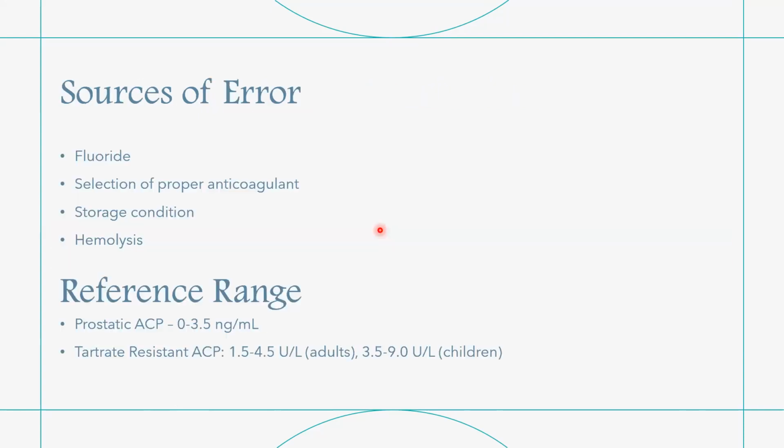Now, what are the sources of error? Remember, guys, one of the sources of error for our acid phosphatase is fluoride. Why? Because fluoride inhibits the activity of our acid phosphatase. Therefore, proper selection of anticoagulant is important. Aside from that, oxalate and heparin have been shown to produce decreased activity of our acid phosphatase.